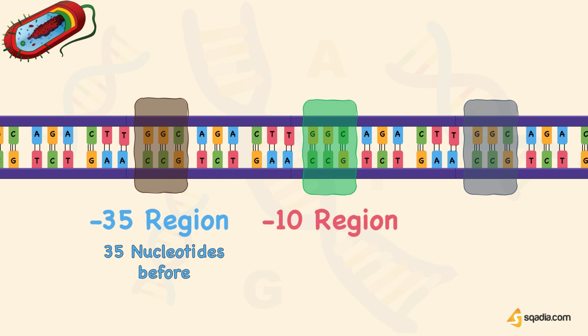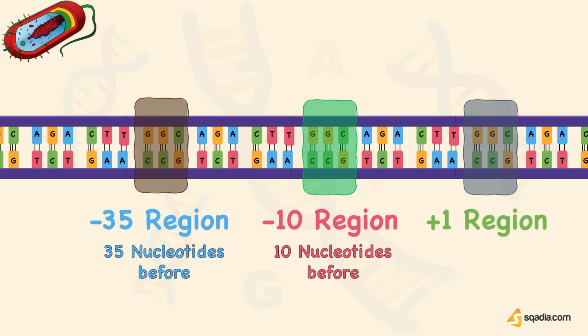The other one is the -10 promoter region. This means that this promoter region is located 10 nucleotides before where the process of transcription will be initiated. The last one is +1. It is the exact site on which the process will be started.